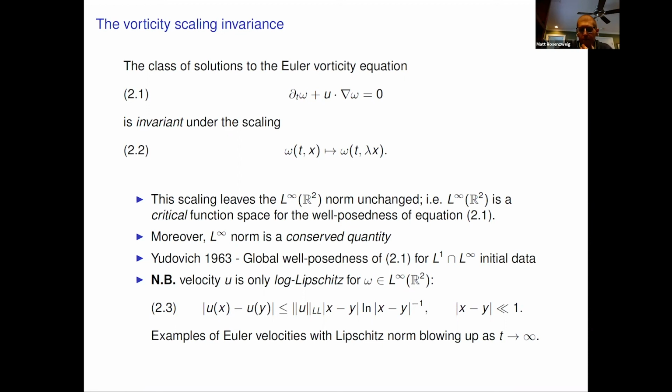But it's important to note, and I alluded to this earlier, that if the vorticity is in L infinity, the velocity field at best is, or we only know that it's, log Lipschitz. And by log Lipschitz, I'm referring to equation 2.3. So it's like the Lipschitz modulus of continuity, but there's this logarithmic factor, which spoils it a little bit.